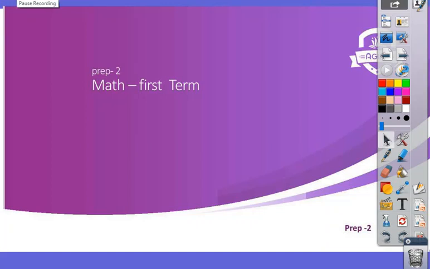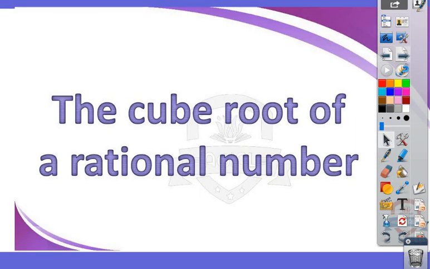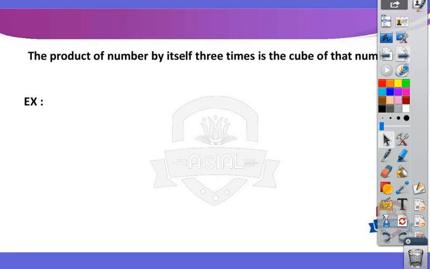Today, inshallah, we will start the first lesson in the first term. We will start with the cube root of a rational number. What is the meaning of cube?